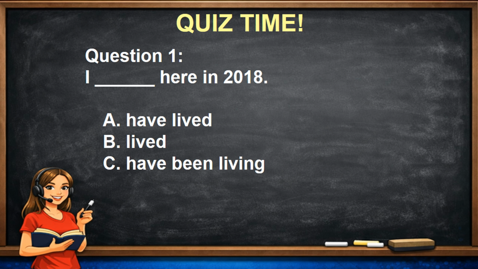Quiz time! Question 1. I, here in 2018. A, have lived. B, lived. C, have been living. Correct answer, B, lived. Explanation. We have a specific time, 2018, so we must use past simple.